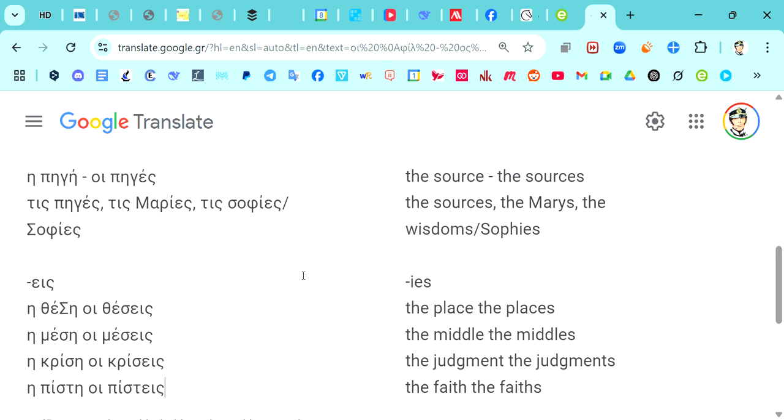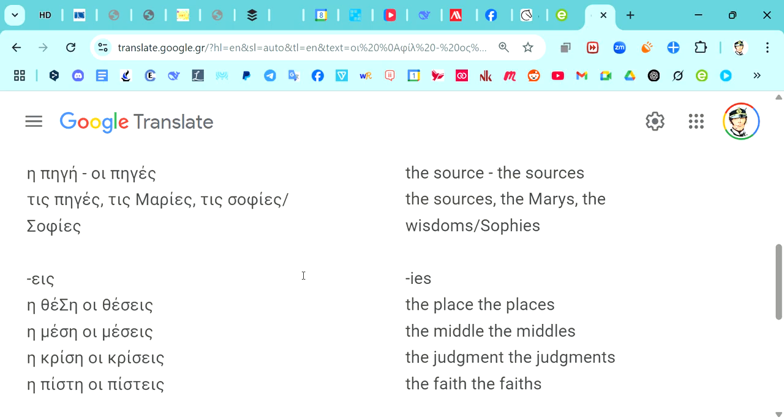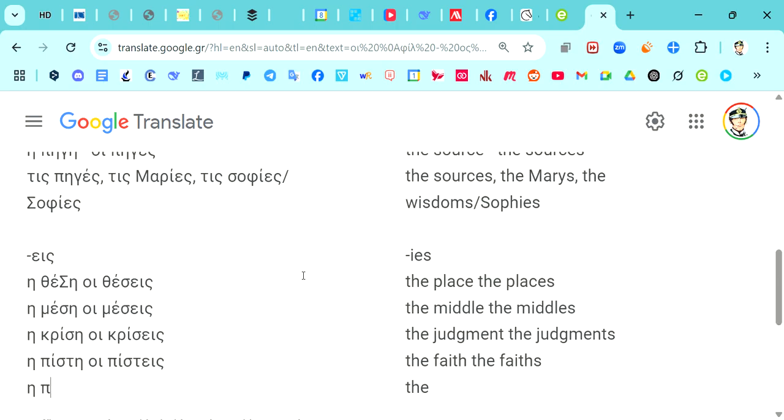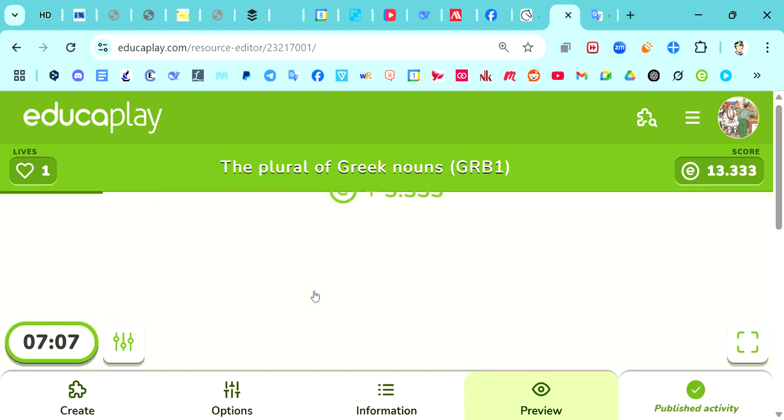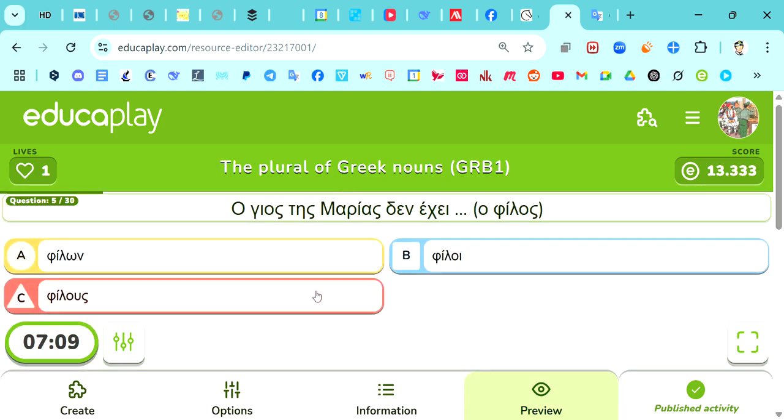Okay. There is one more word that doesn't have this S, but it's just an irregular word, and we use it a lot. It's η πόλη. Η πόλη, οι πόλεις. That's it. Thesis. And here we'll have just to close for today.